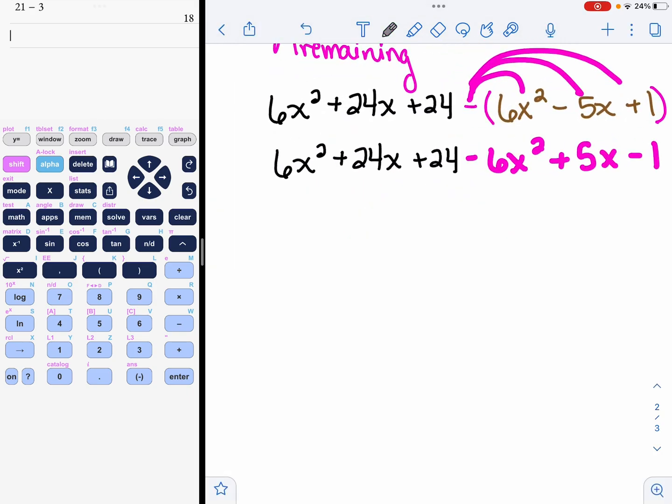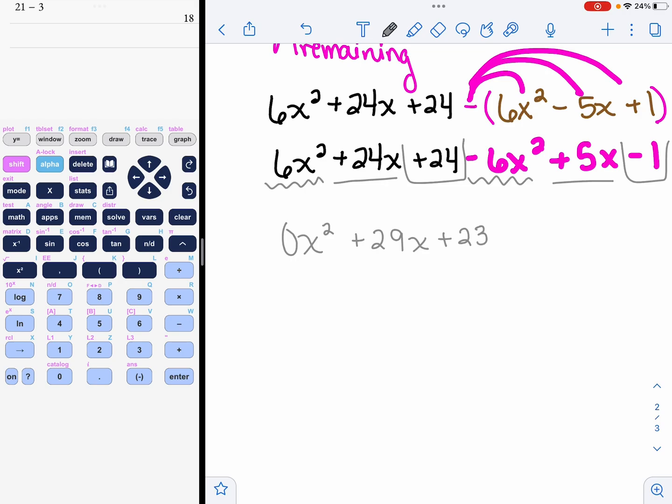And I see this x squared, take away this. So 6 minus 6 is 0x squared. And I will get rid of that. Just follow along with me. Plus 24x and plus 5x is plus 29x. Notice we do not change the exponents when we combine our like terms. Positive 24 and negative 1 is positive 23.